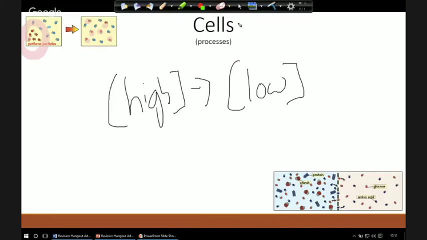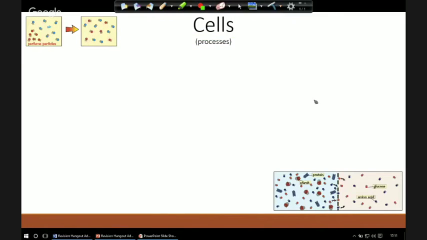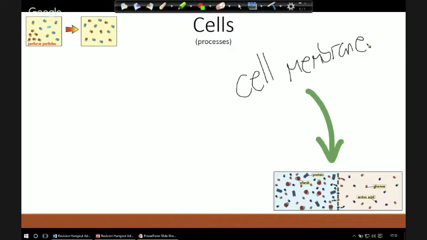Now with that, if we go back to look specifically at our cells, we have one key aspect where diffusion is used a lot. And this is for our cell membranes. Our cell membrane, as we said previously, is semi-permeable. It allows some things to pass through, but other things to not.